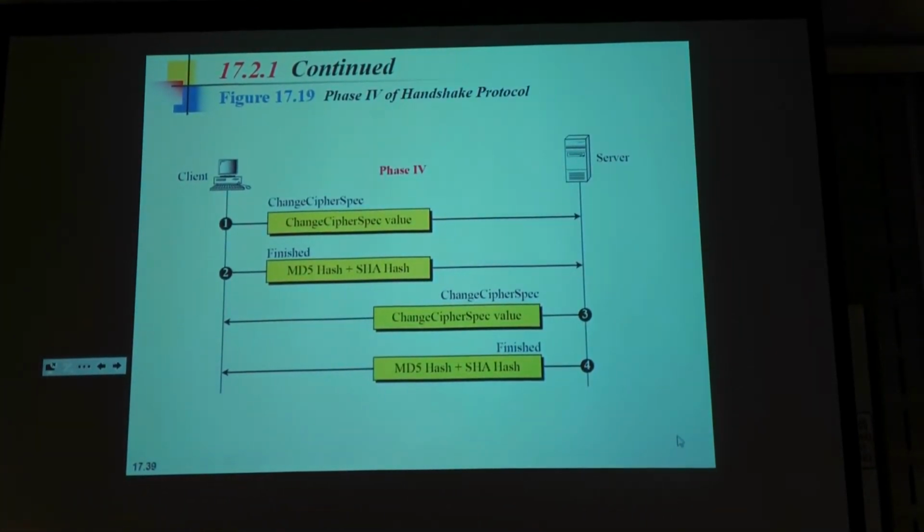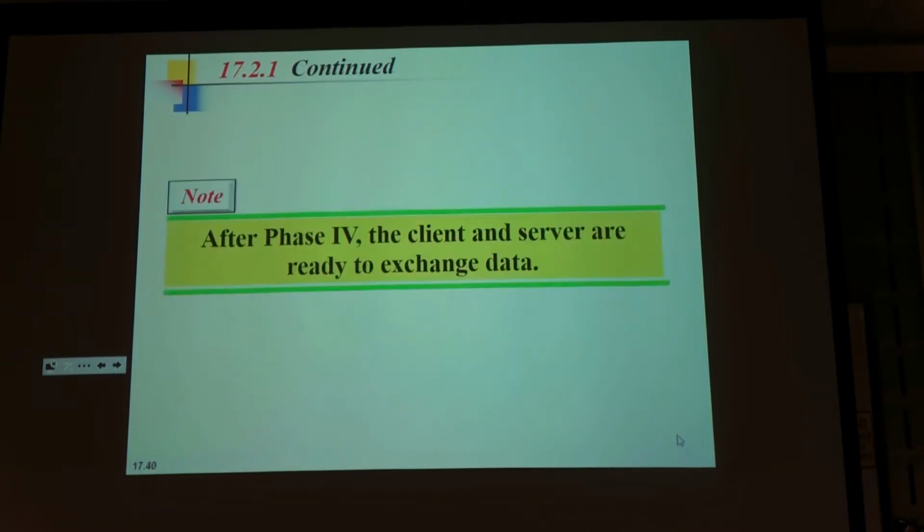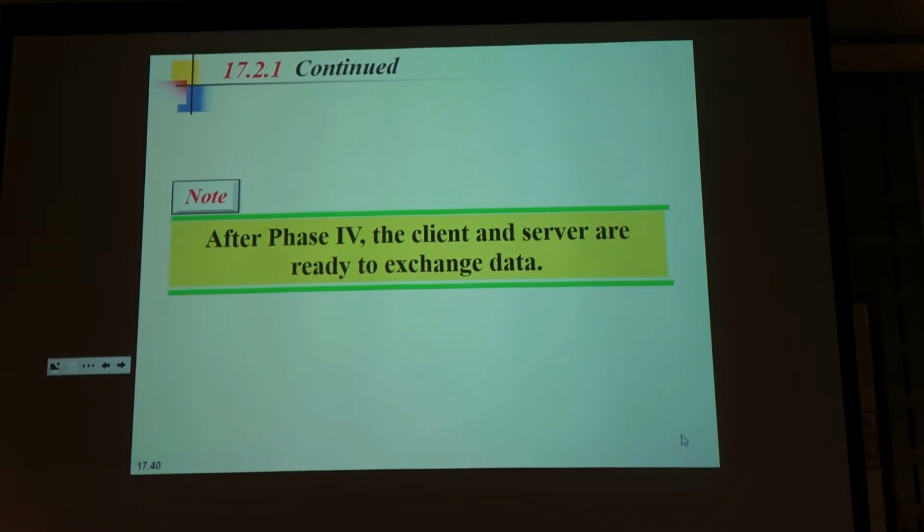In the last phase, phase four, I'm sorry, in phase four you do finalizing and finishing. It will send the change cipher spec value, MD5 hash and SHA hash. So after the final phase, the client and server are ready to exchange data. So it goes through four phases to exchange all the keys.